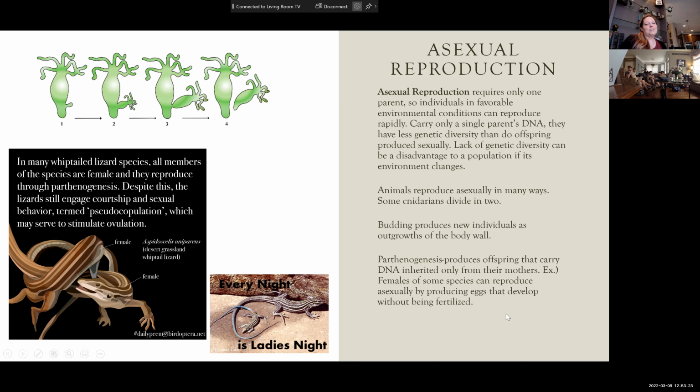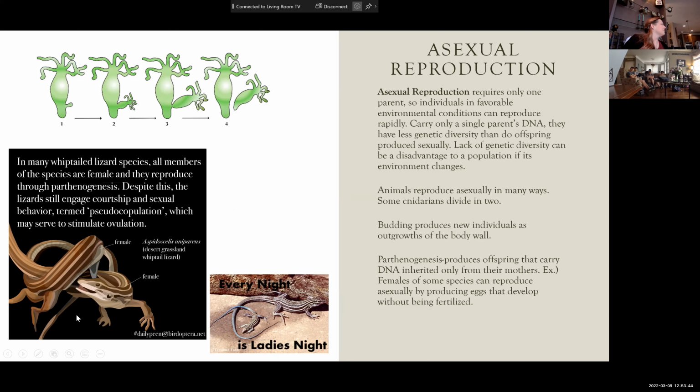So parthenogenesis produces offspring that carry DNA inherited only from their mothers. So females of one species can reproduce asexually by producing eggs that develop without being fertilized. As it says here, in many whip-tailed lizards, all members of the species are female, and they reproduce through parthenogenesis. Despite this, the lizards still engage in courtship and sexual behavior they call pseudocopulation, which may serve to stimulate ovulation.